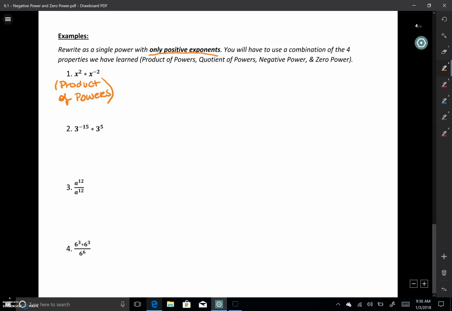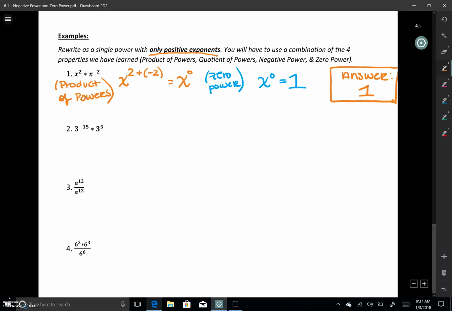My bases are the same as x, so I know that I can go ahead and add my exponents. 2 plus negative 2 I know is going to give me 0. So this is going to give me x to the 0 power. And so from here, I'm applying the 0 power property to say that x to the 0 equals 1. So final answer, 1. Not too bad, not too bad.